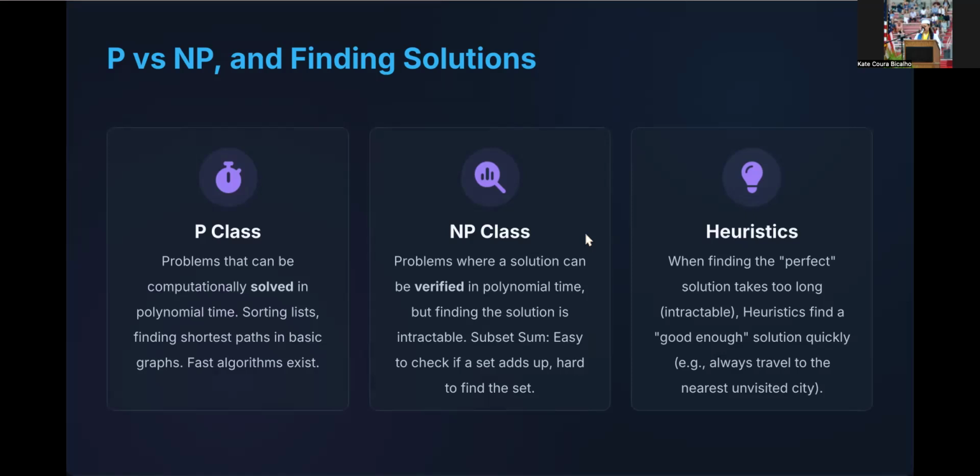So when finding the perfect solution takes too long, heuristics are a way of finding a good enough solution quickly. So if we're talking traveling salesperson, you guys did this on your homework where we just picked the path where you're always traveling to the city that is closest from the one you're currently on. Do we know if that's the shortest solution? We don't, but we're just using that as a heuristic to come up with a quick answer.